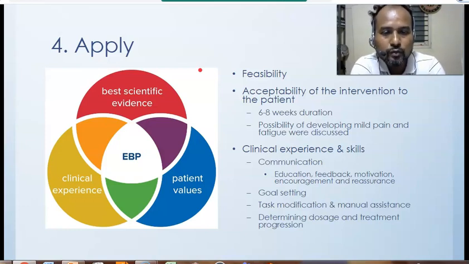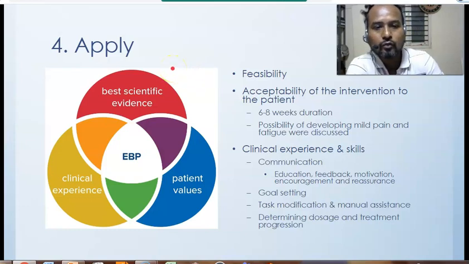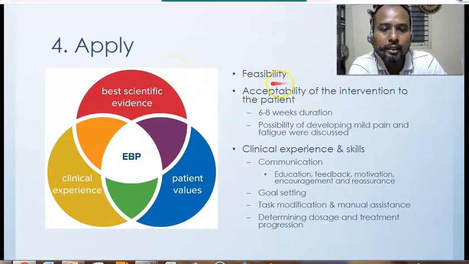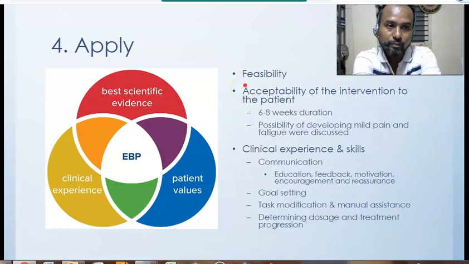There are a few issues which I found relevant when I was integrating, things that I thought about while deciding to integrate. Right. So here, the first thing I looked into was feasibility: whatever exercise they are recommending, is it feasible in my setting?